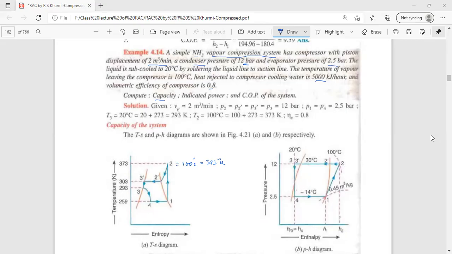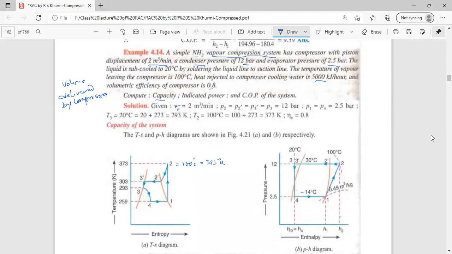Vp, the piston displacement, or volume delivered by the compressor, is equal to 2 cubic meter per minute. And P2, P2 dash, P3 dash, and P3 are equal to 12 bar. What is given here? That is P2, the pressure at point 2 at the outlet of the compressor.